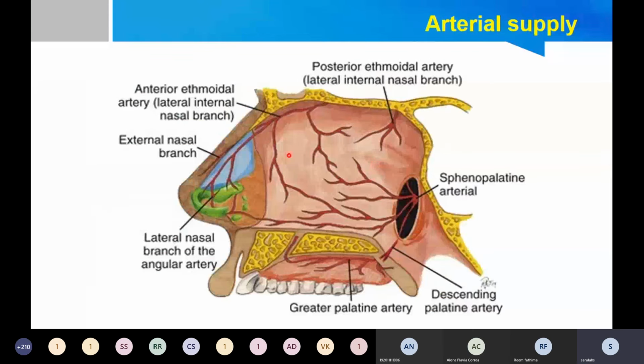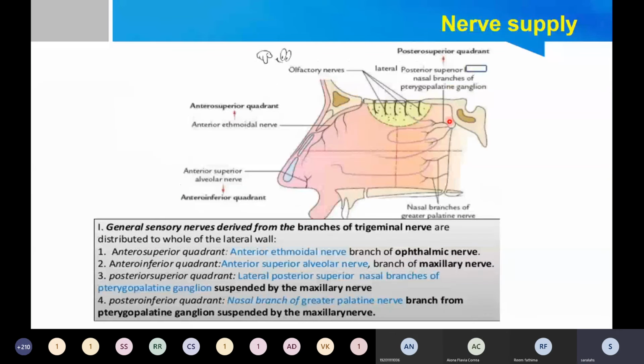Okay, this is again the picture showing the arterial supply. So these are all the branches which distribute. Okay, so that is nerves. It is almost the same, but the nerve branches are more, that's all. If you can see here, the sensation of smell is carried from olfactory. This is the pterygopalatine ganglion, which gives most of the nerves to the posterior-superior and the posterior-inferior quadrant of the lateral wall of the nose.